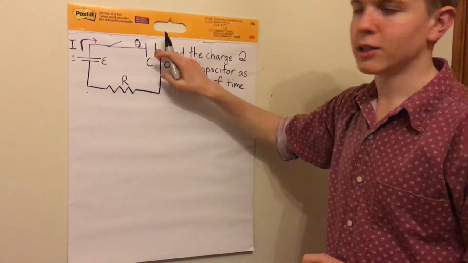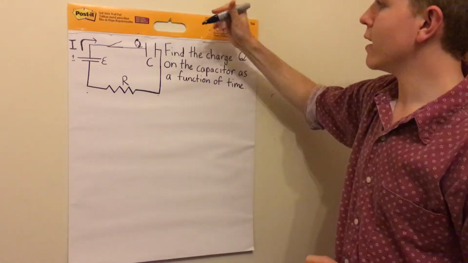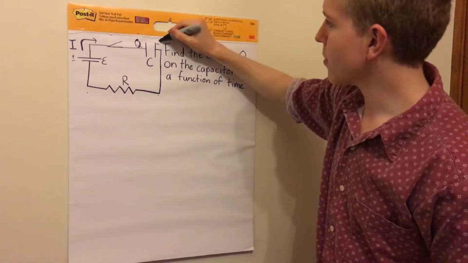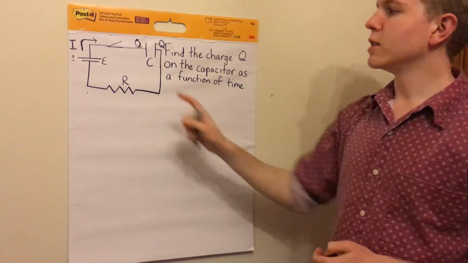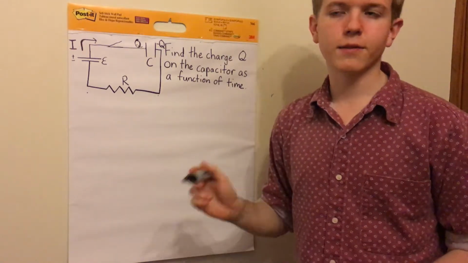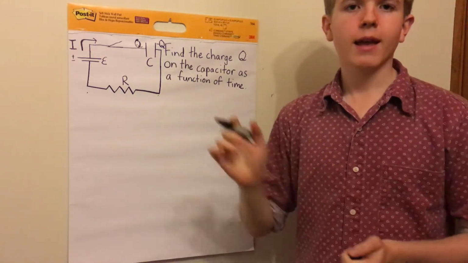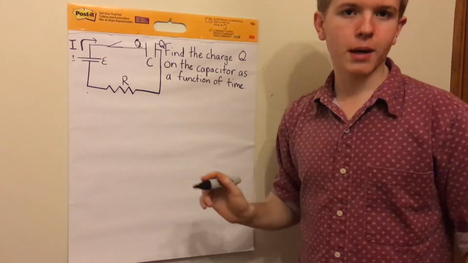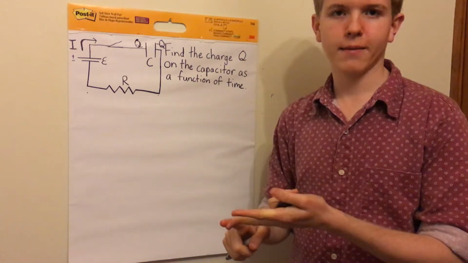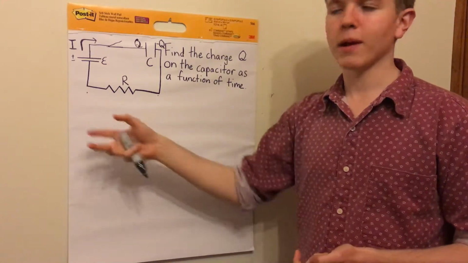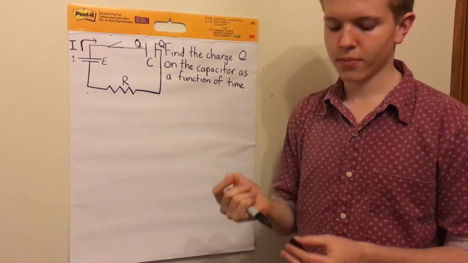And on the other plate, charge is going to be sucked around in the clockwise direction. So we're going to actually have a negative Q on the other plate. And so what we need to do is find this Q as a function of time. And so how do we do that? Well, we're going to use what we know about circuits to write a differential equation involving Q and t. And then once we've got that, we can solve it to get Q on one side and a function of t on the other side.